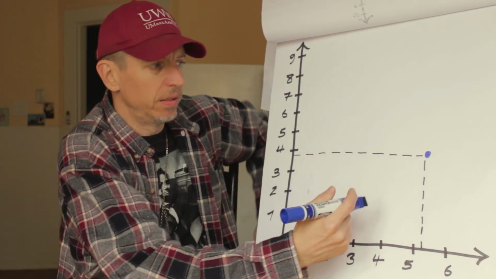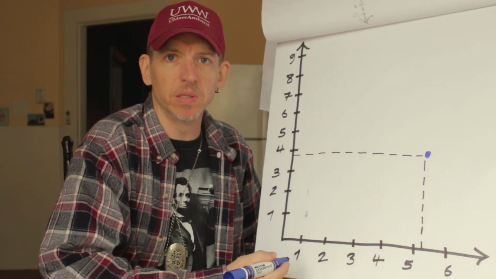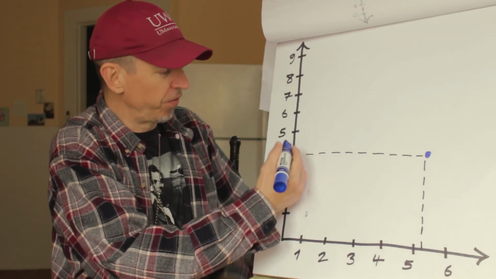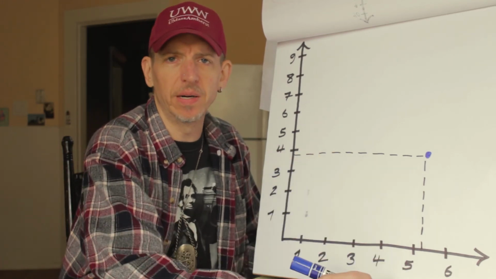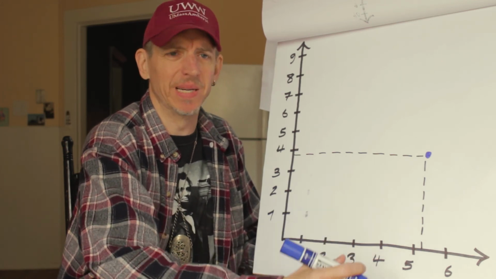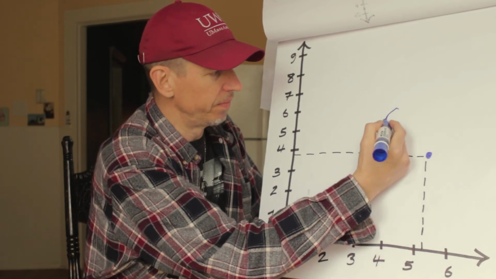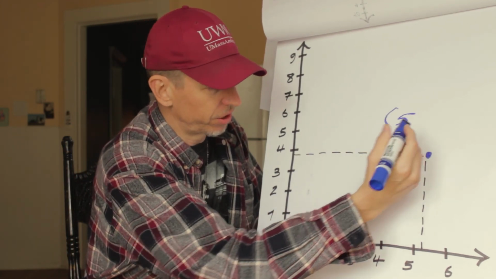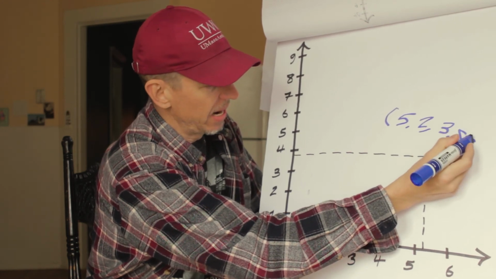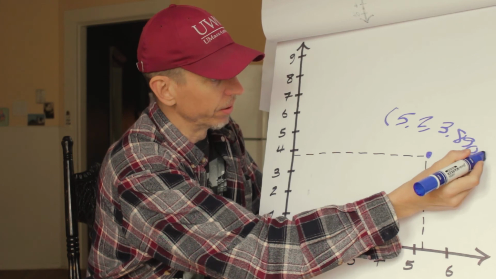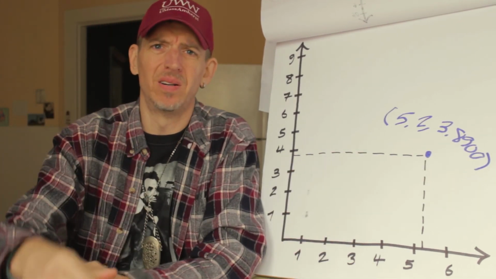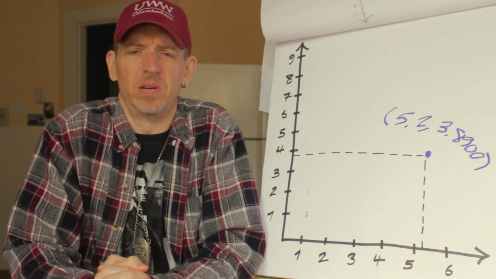Like what about this dot? It don't line up with no regular numbers. It's between 5 and 6 right here, and between 3 and 4 right there. So what's the coordinate pair? It's all right. Sometimes on the coordinate plane, you got to guesstimate. So I'm gonna call this 5.2, 3.8. Is that the real coordinates? I don't know. But it's gonna have to be good enough for now.